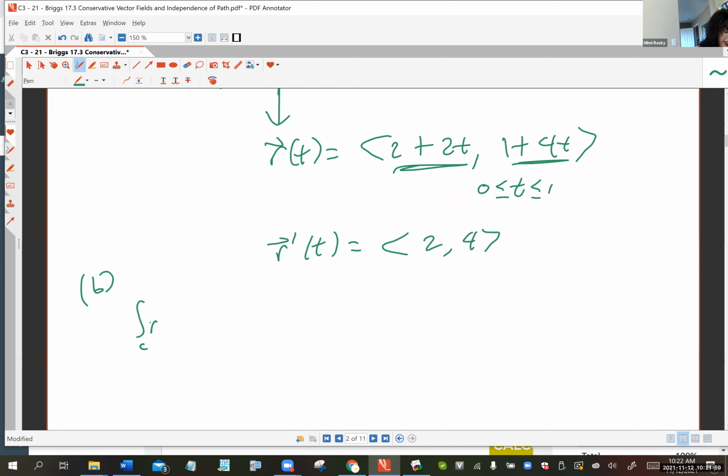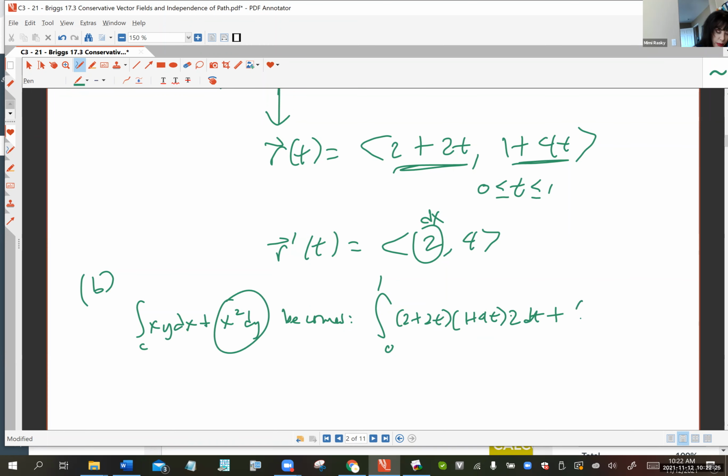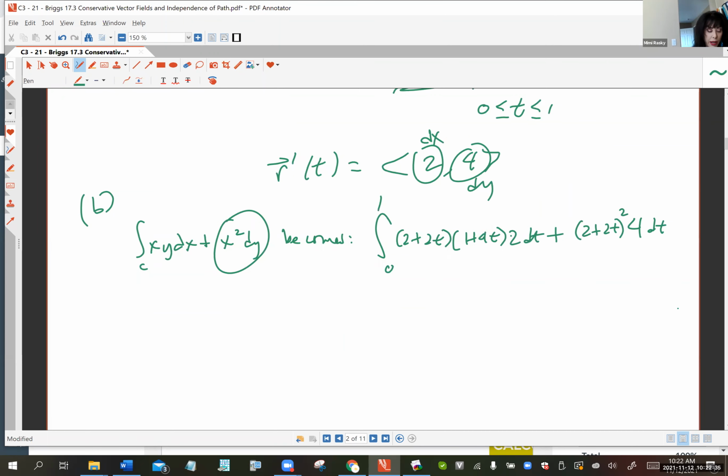So we're going to do this line integral, xy dx plus x squared dy. It becomes this regular integral going between time 0 to 1 second. And then x times y, that's going to be 2 plus 2t times 1 plus 4t times, and this right here is your dx, 2 dt, plus, and then x squared dy becomes 2 plus 2t squared times dy here, 4 dt.